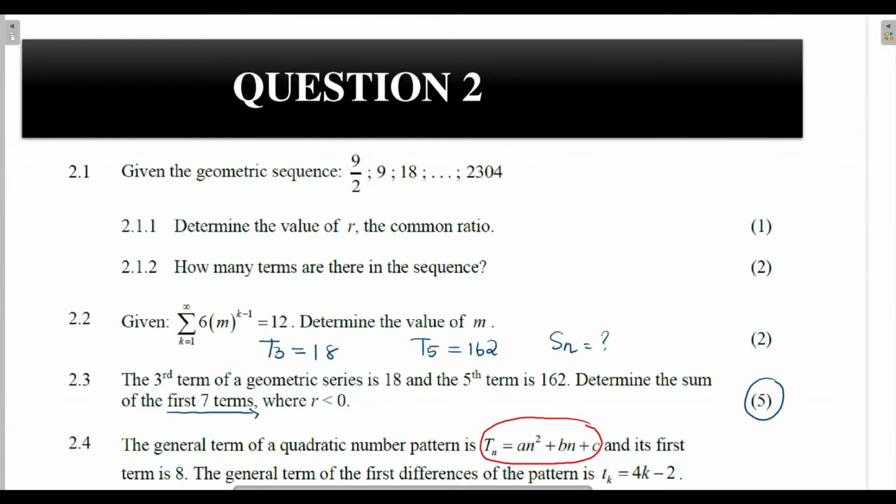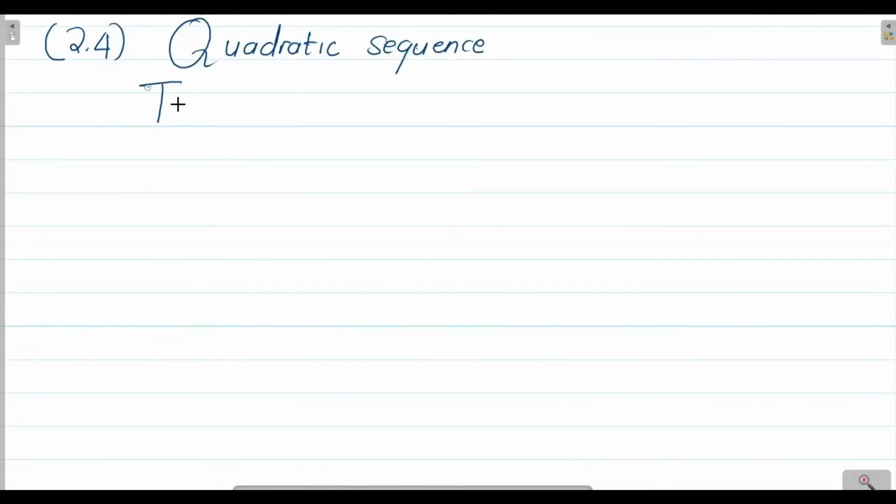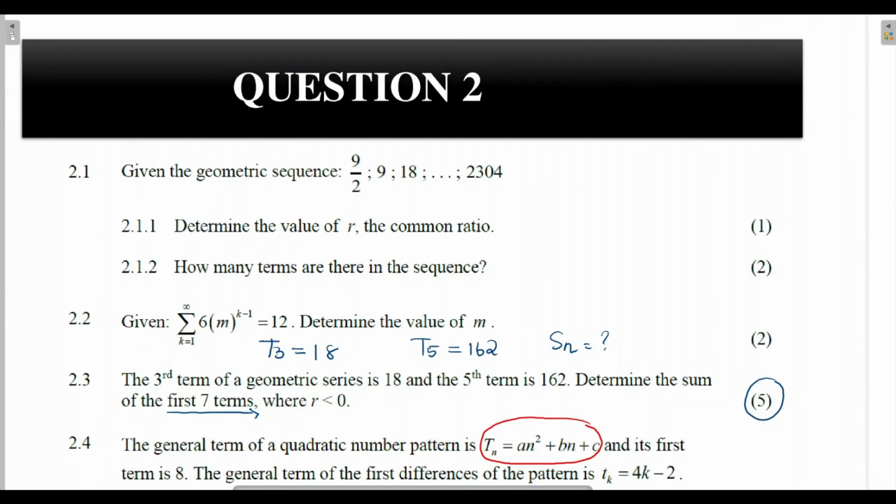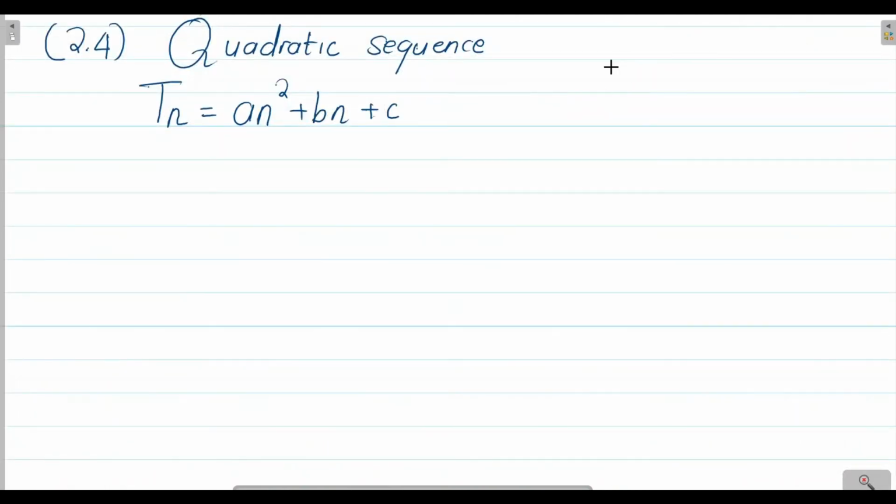We are told that the general term for this quadratic sequence is given as Tn equal to an squared plus bn plus c, and that the first term of this quadratic sequence is 8. So T1 is equal to 8. What else are we given here?